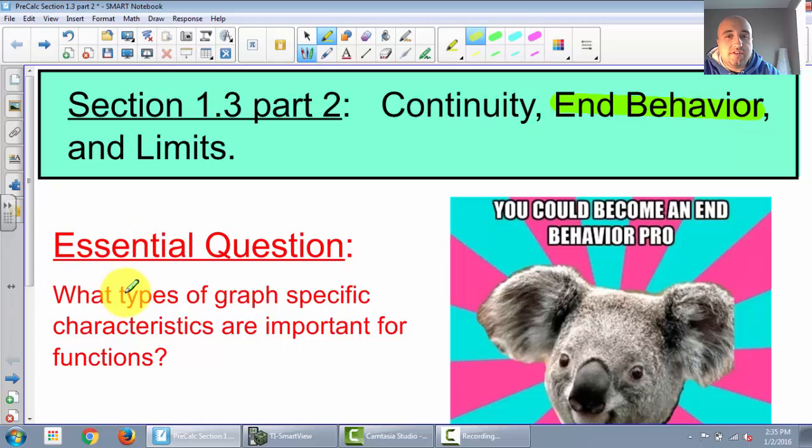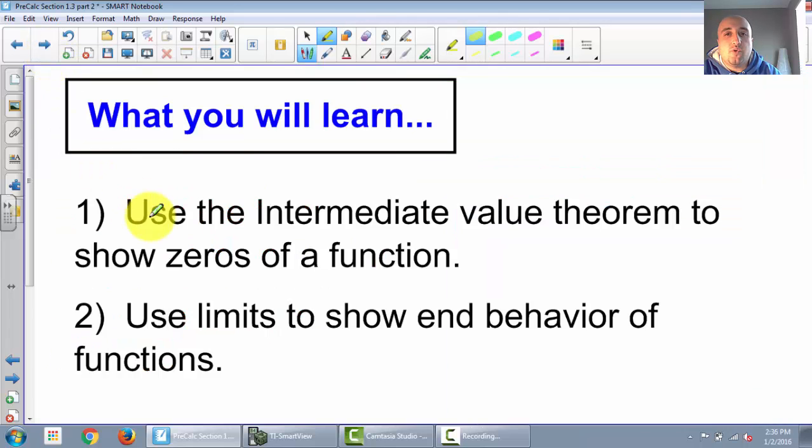Okay, so we're still asking the essential question: what types of graph-specific characteristics are important for functions? We're still talking about that, and the new one we're going to talk about today is called end behavior.